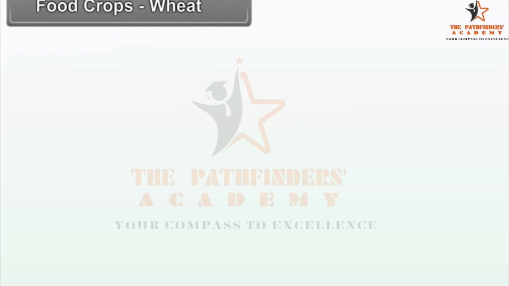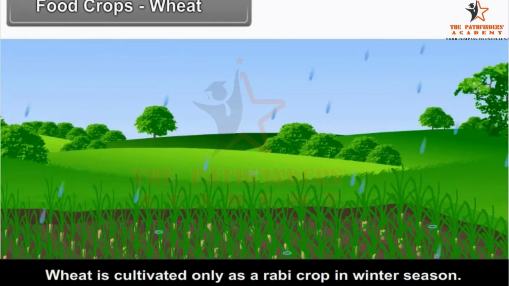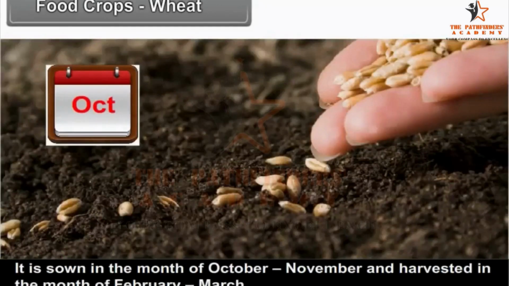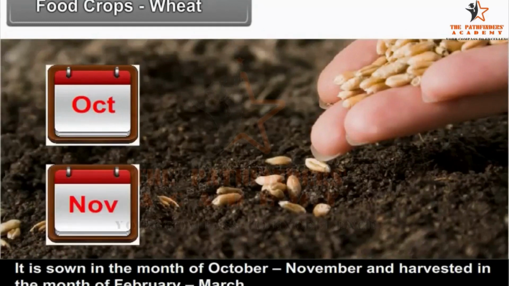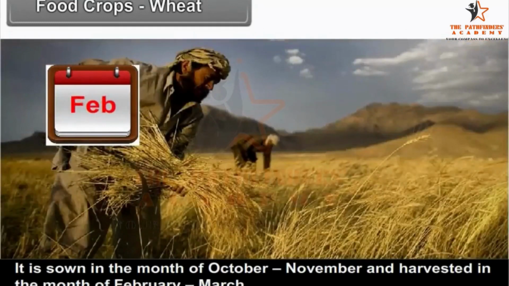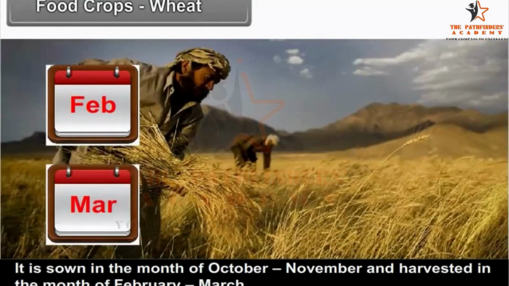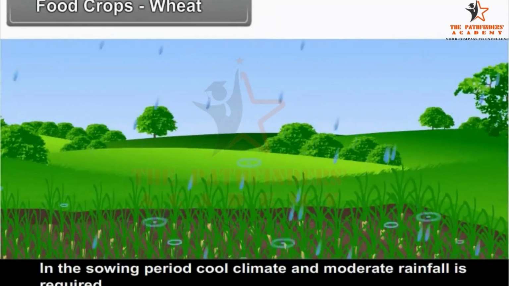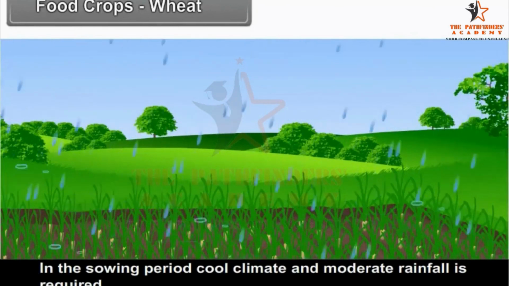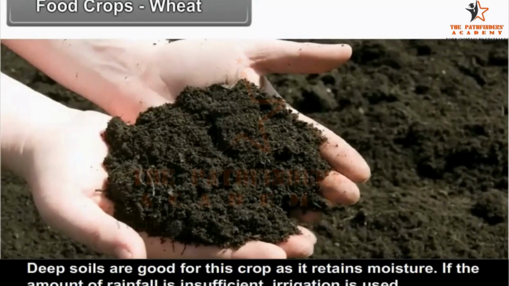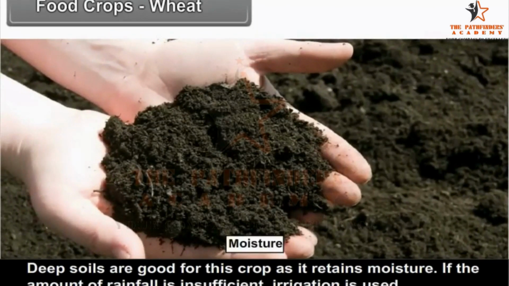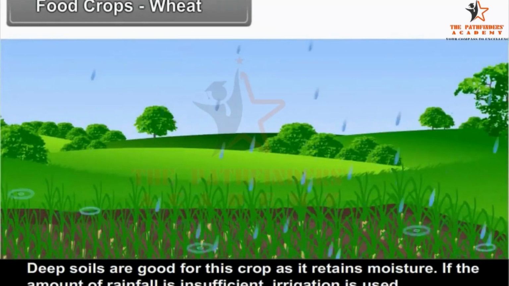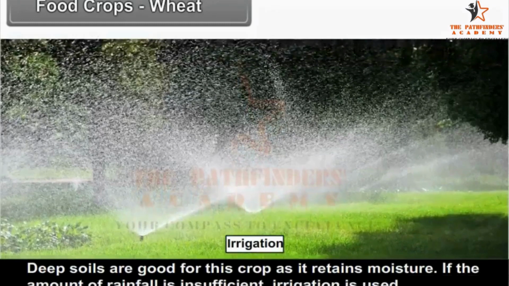Wheat. Wheat is cultivated only as a rabi crop in the winter season. It is sown in the month of October to November and harvested in the month of February to March. In the sowing period, a cool climate and moderate rainfall are required. Deep soils are good for this crop as they retain moisture. If the amount of rainfall is insufficient, irrigation is used.